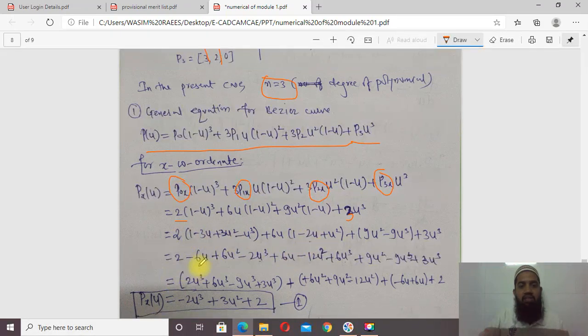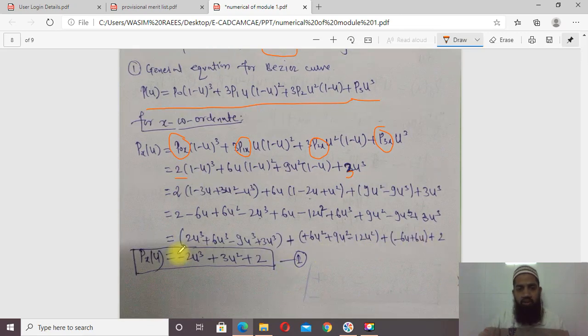So I will get 2 minus 6u plus 6u square minus 2u cube plus 6u minus 2u square plus 6u cube plus 9u square minus 9u cube plus 3u cube. Okay, I am going to take all the degrees on the same side.